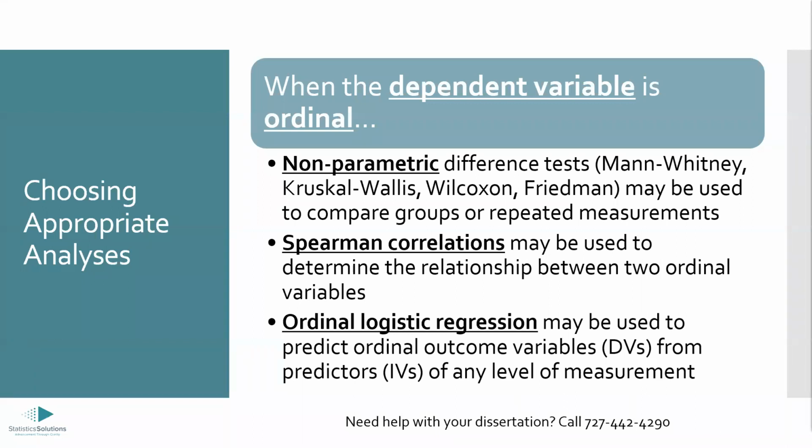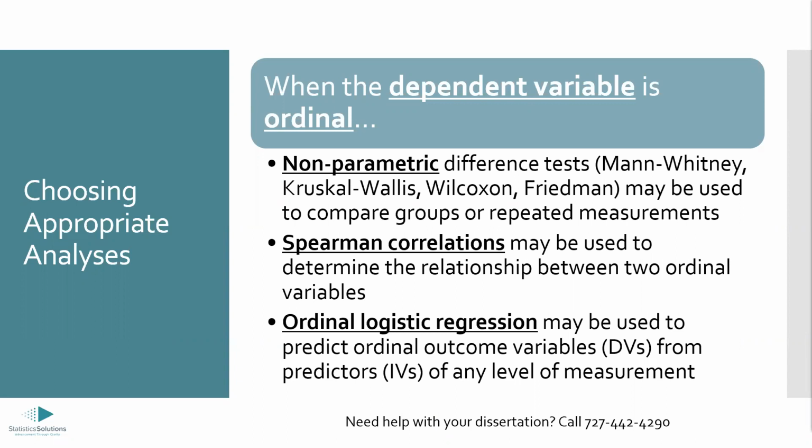So now let's move on to what we can do if our dependent variable is ordinal. So if the dependent variable is ordinal, instead of doing something like a t-test or an ANOVA, if we want to compare groups on an ordinal variable, we would do non-parametric difference tests. So we would do something like a Mann-Whitney test or a Wilcoxon test if we are doing the non-parametric version of a t-test, or a Kruskal-Wallis test or a Friedman test if we're doing the non-parametric version of an ANOVA.